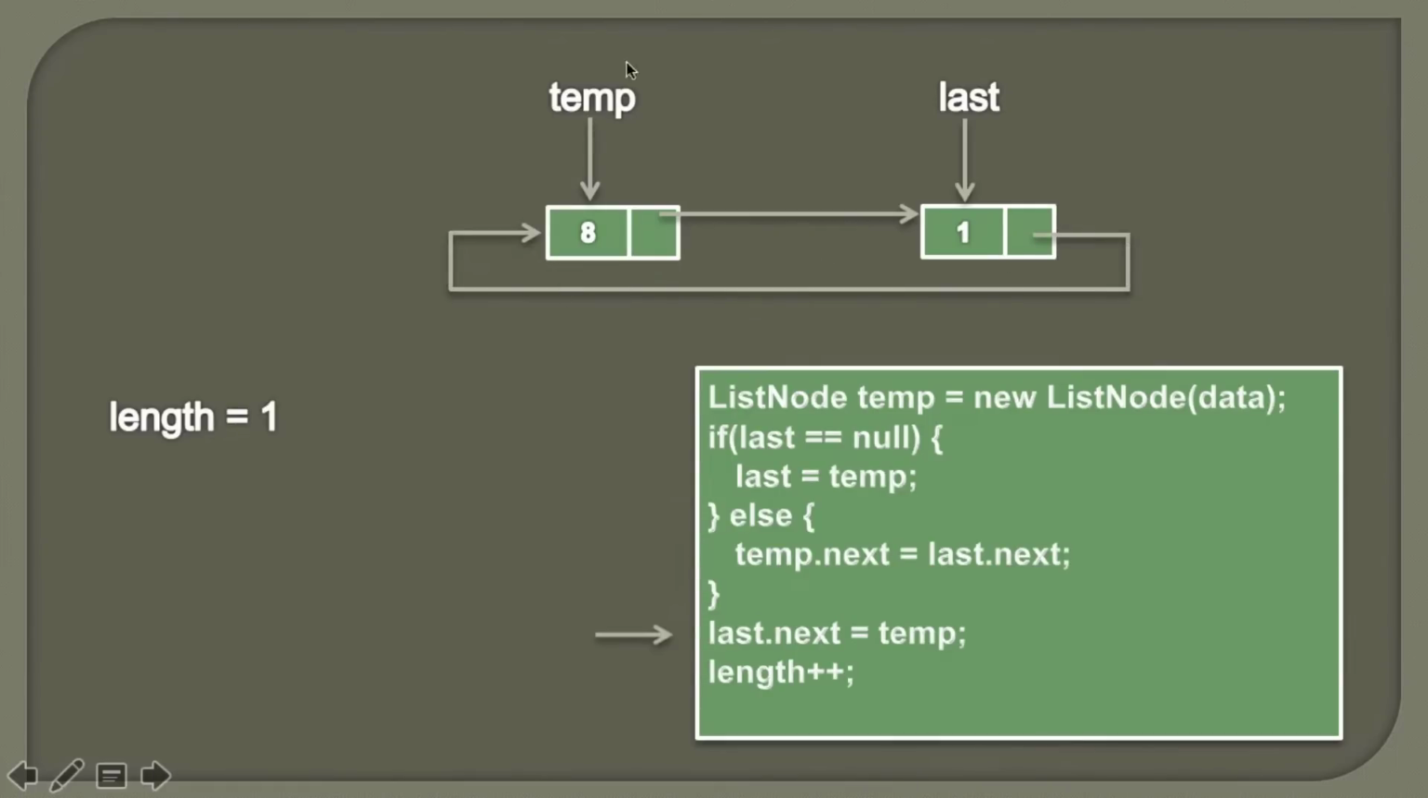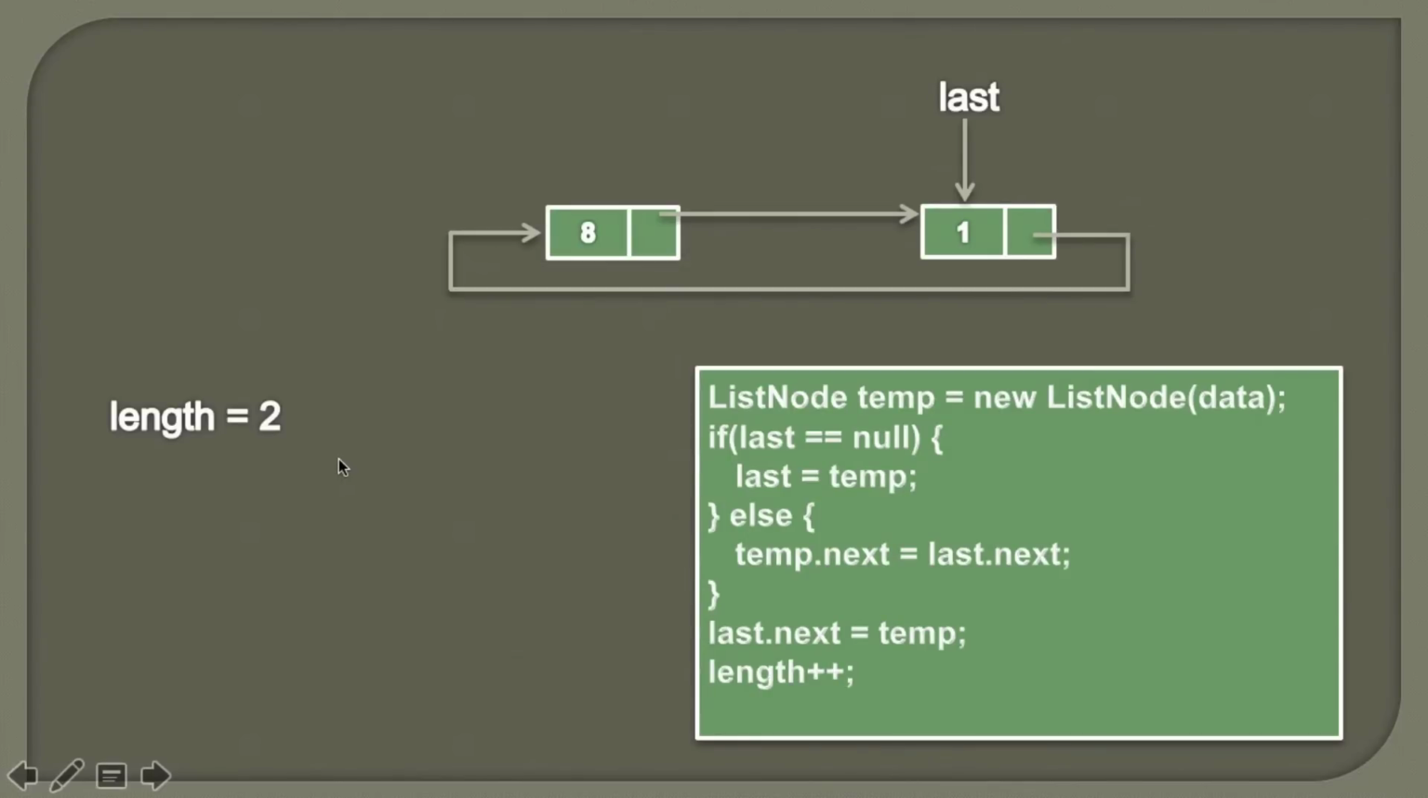And as we want to insert this node at the beginning of a circular singly linked list, we know that last.next should point to this node because after an insertion, this node will become our first node. We increment the length by 1. So after the method is executed, we know that the circular singly linked list has 2 nodes and length is 2.